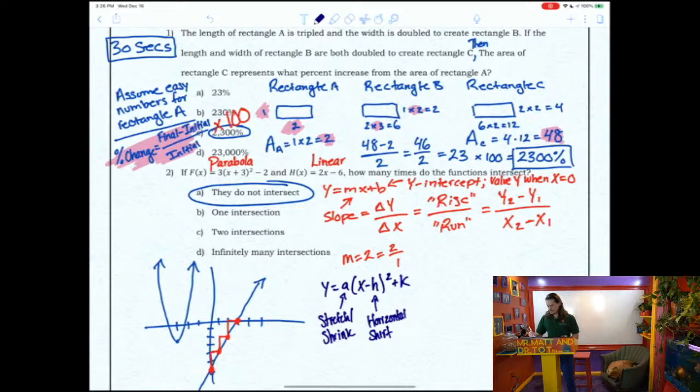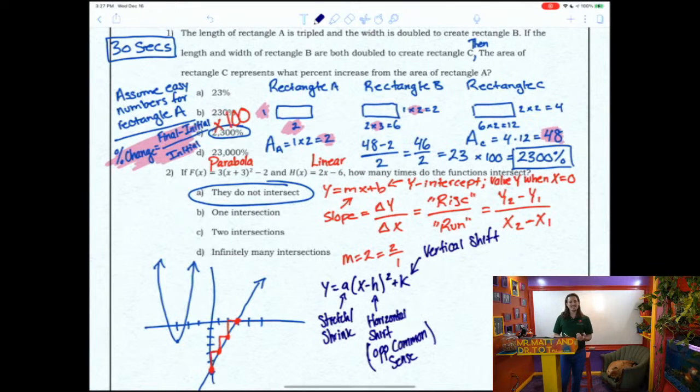And k is your vertical shift. Remember that your horizontal shift is opposite common sense, because the equation implicitly has that negative sign attached to h, whereas k has an addition sign next to it. So any value that's substituted in for h is going to have its sign negated.